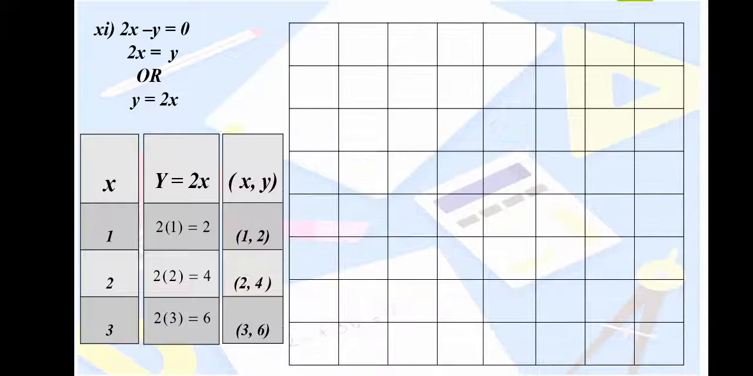Take a graph paper, draw the x-axis line, the y-axis line, and mark the origin. Then you have to plot the ordered pairs. So 1 and 2, 2 and 4, 3 and 6 are the ordered pairs. Here in the x column you can see the maximum value is 3. So take the points 1, 2 and 3. For the negative x-axis, -1, -2 and -3.